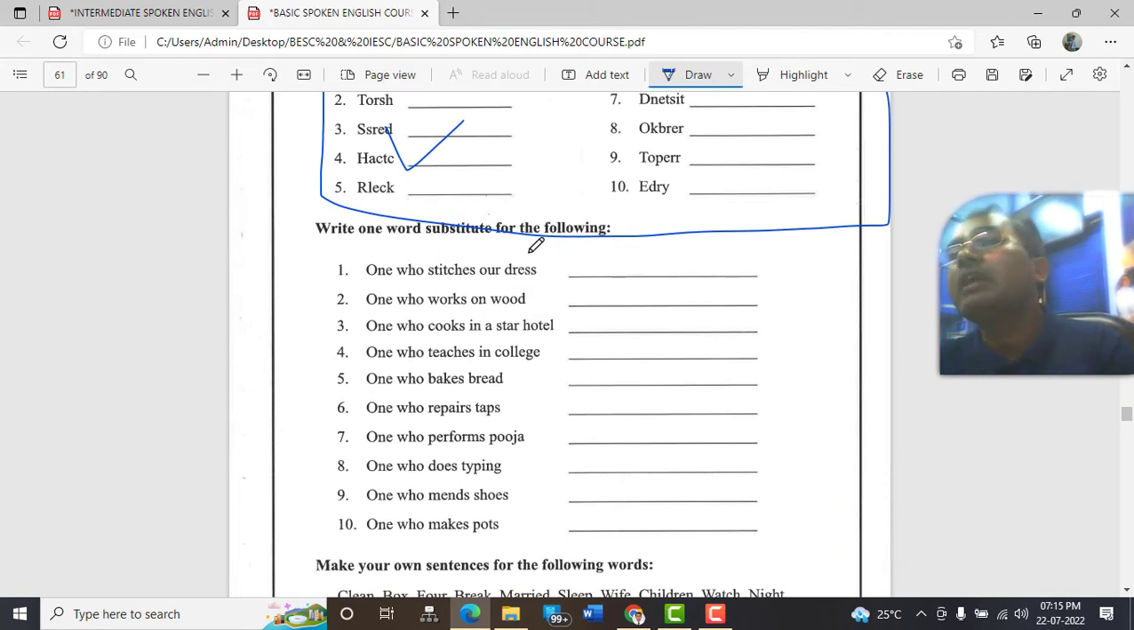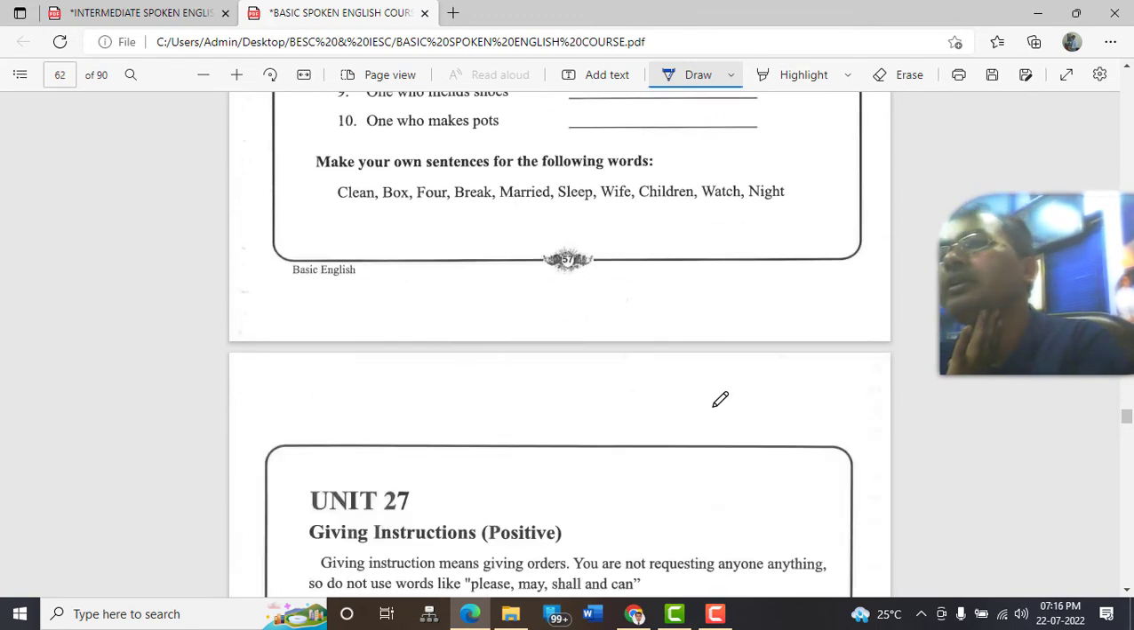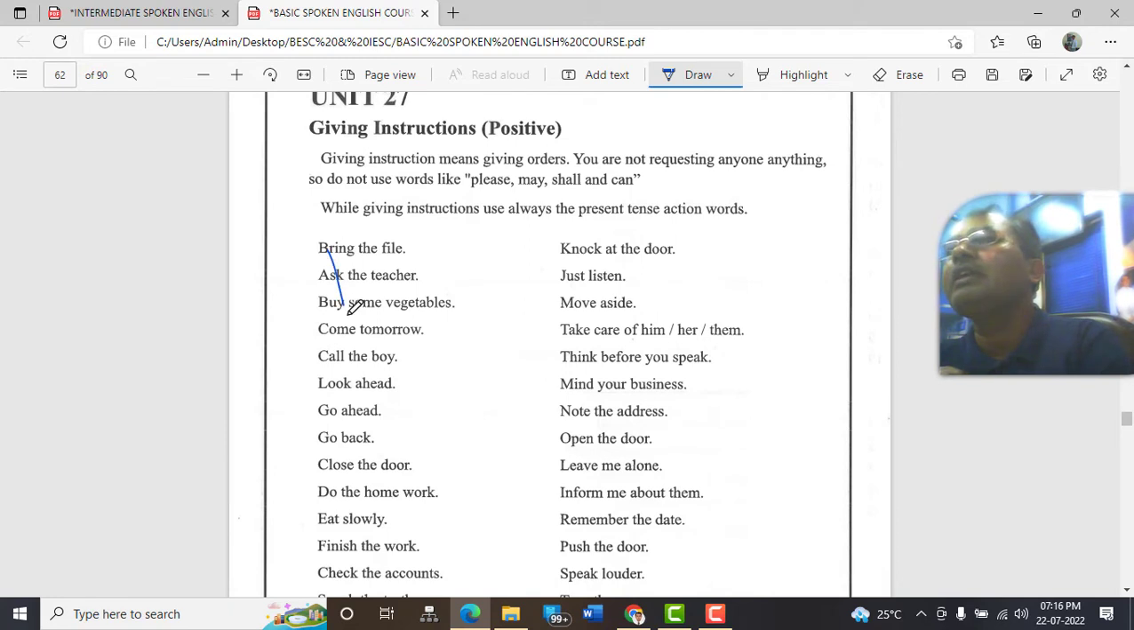Okay, write one word substitute for all this. One who stitches our dress: tailor. Okay, now he is a tailor. What if he is a he-tailor or a she-tailor? How do you use that? Is a woodcutter. If there is a he-woodcutter and a she-woodcutter, what will that be called? Most of us don't know that answer, and we want to jump directly to intermediate. It's not right.